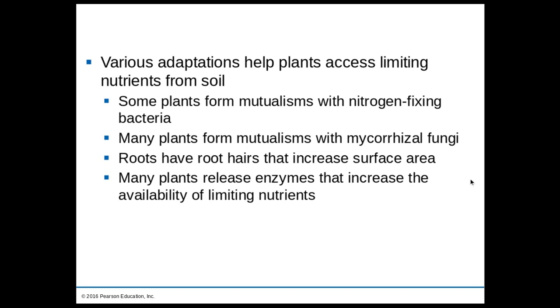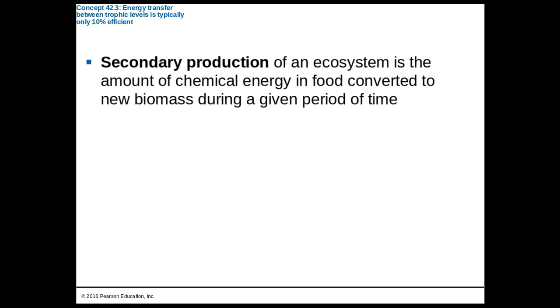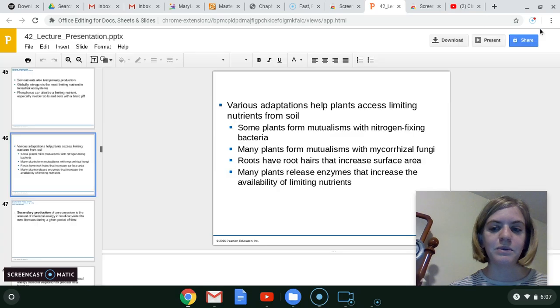The roots have root hairs that increase the surface area, making it easier for them to access these nutrients. And then many plants also release enzymes that increase the availability of these nutrients. For example, they can help speed up the chemical reactions that release phosphorus from other chemicals. And then they have that phosphorus that they need. So that is the end of 42.2.